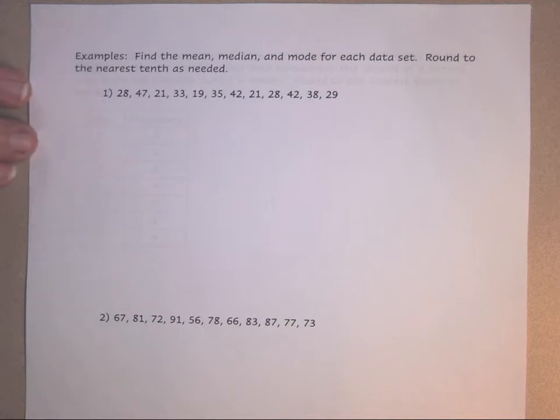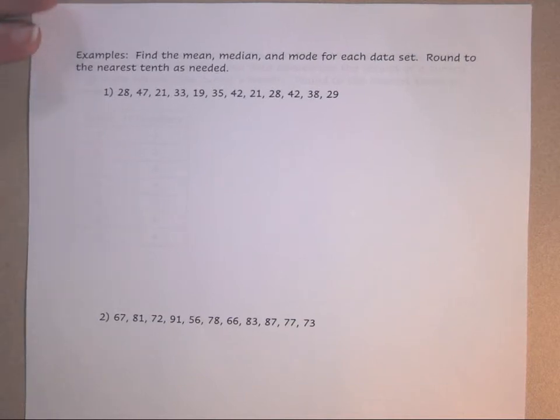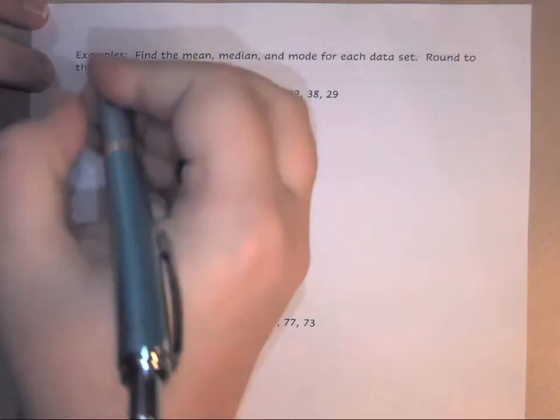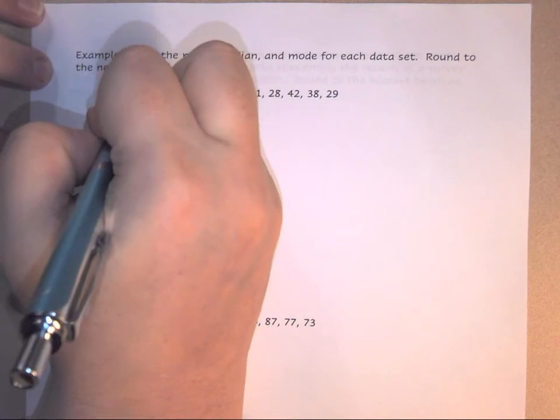So in this first example, we want to find the mean, median, and mode for the data set. The first thing you always want to do when you're given a random data set is go in and reorder your data set from least to greatest. So I'm going to go ahead and reorder these real quick here.